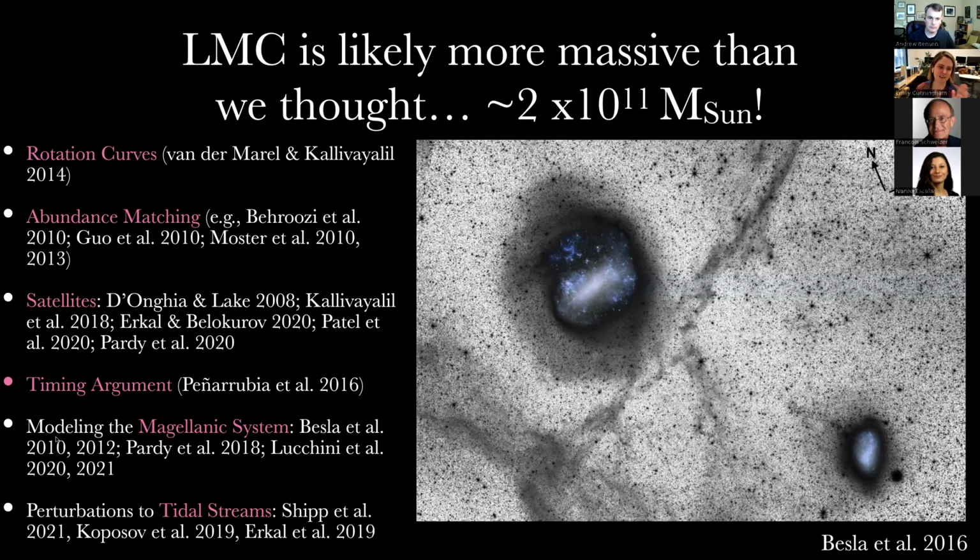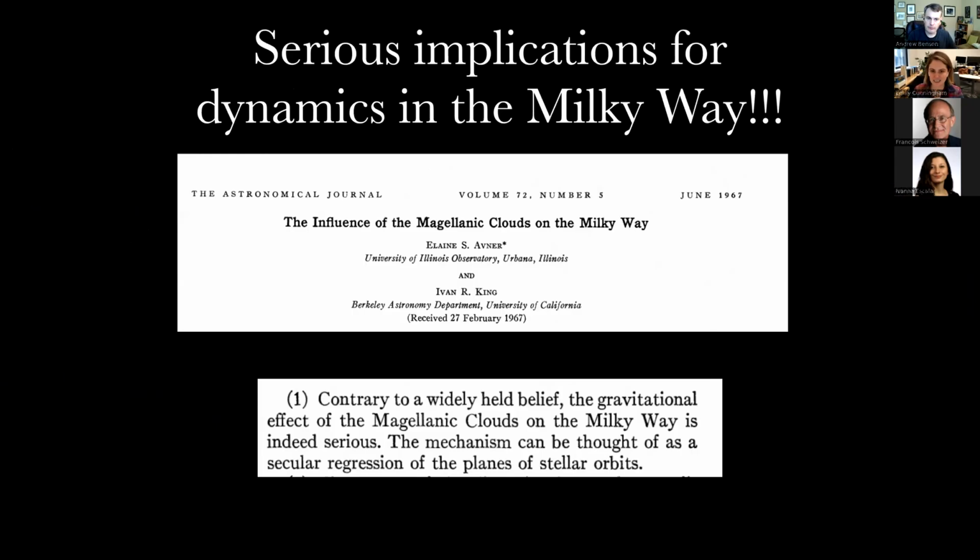And I've just highlighted here on the left a number of the different studies that have made this argument that the LMC is quite a bit more massive than previously thought. And so this has extremely serious dynamical implications for the Milky Way. And this was recognized as early as 1967 in this great abstract from Hunter and King that declares that the effect of the Magellanic Clouds on the Milky Way is indeed serious and that we need to worry about this. But this was even in the classical picture where it was on the order of 10% of the mass of the galaxy.